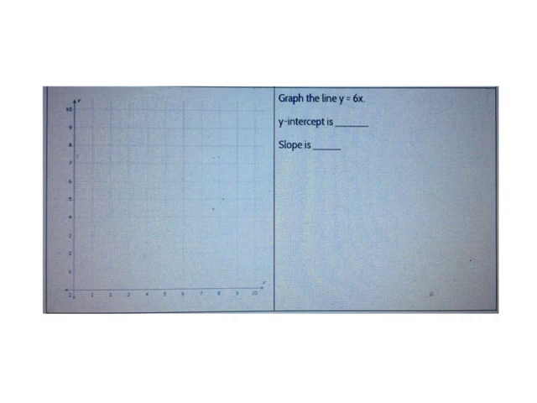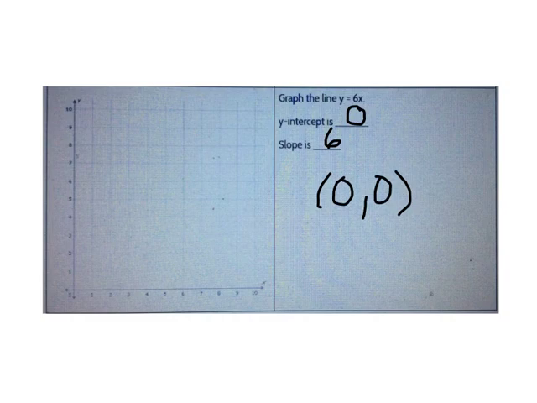Y equals 6x. What's the y-intercept? Here, it's 0. 6x plus 0 is the same as just 6x. What's the slope? The slope is 6. Using my y-intercept, what's the first point that I could graph? It's 0, 0.